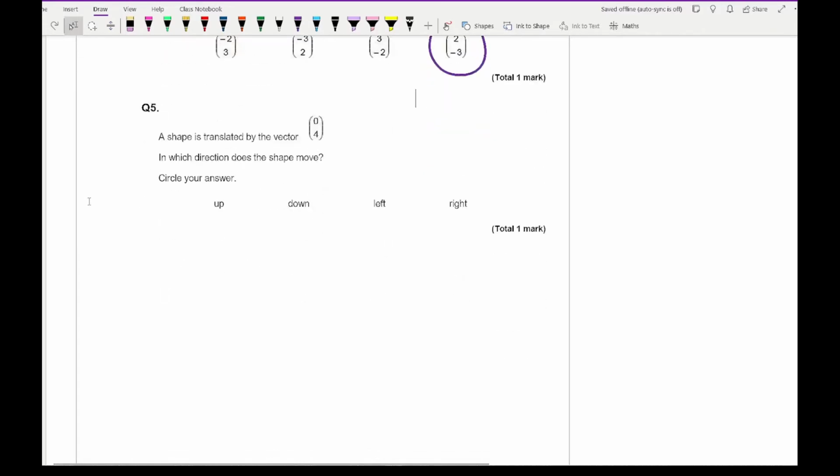Then with question 5, it says that the shape is translated by the vector 0, 4. In which direction does this shape move? And the correct answer is up.